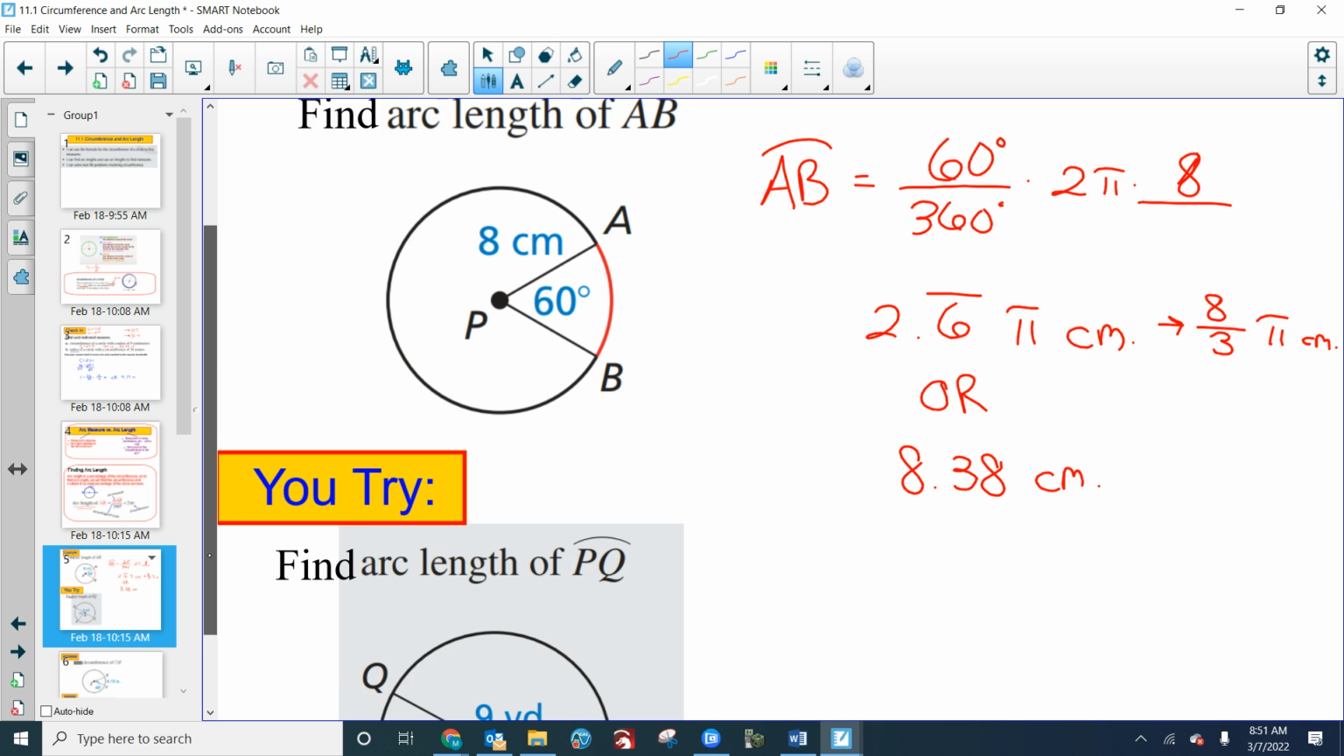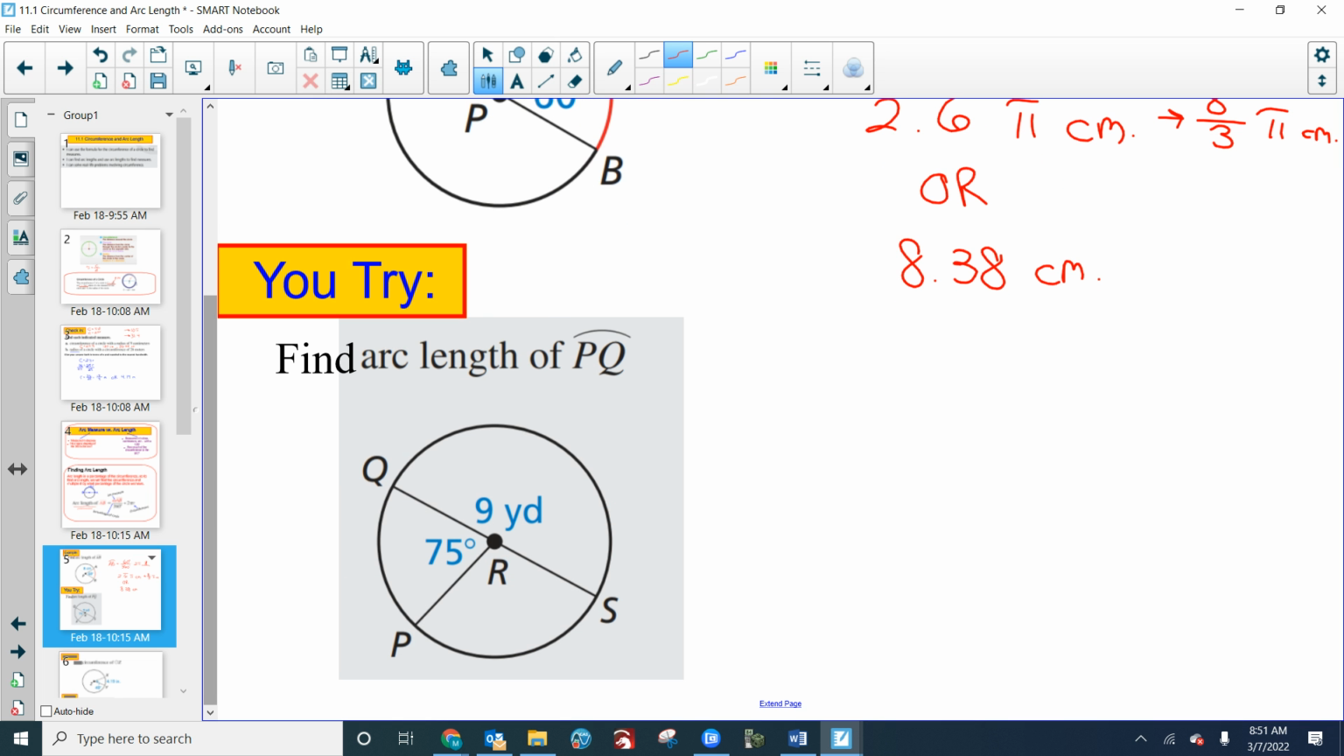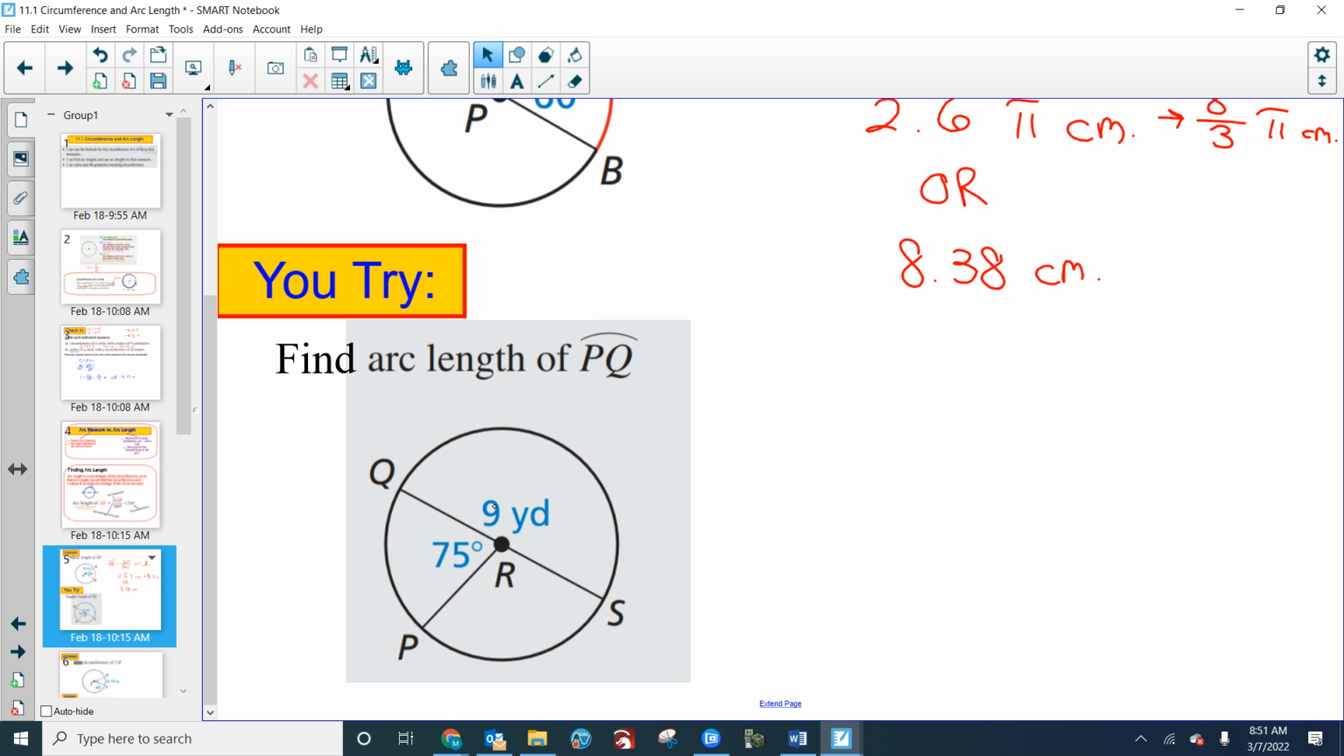All right, you try the next one. I think, sometimes I don't like their diagrams. I think that 9 is going to be the radius. Would you agree? I don't like the way they draw some of these diagrams. Use 9 as the radius. Did you use 9 as the diameter? Yes. I understand why you would.